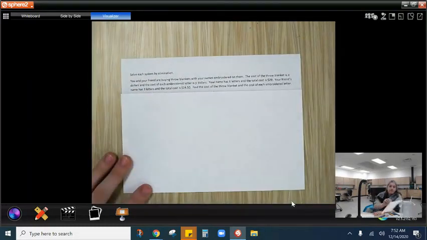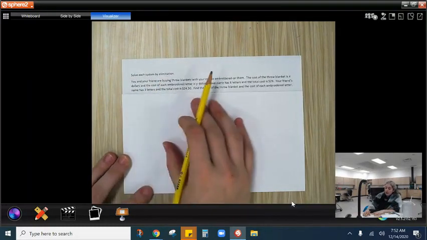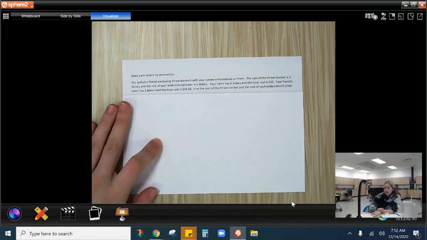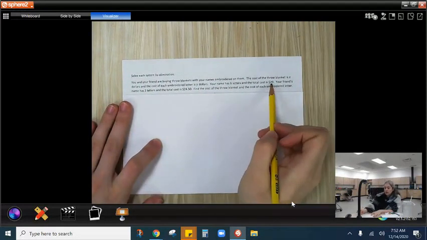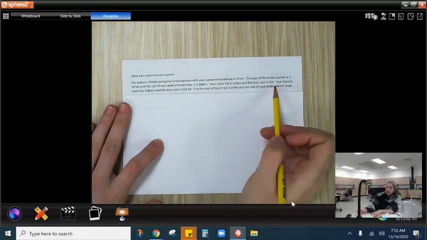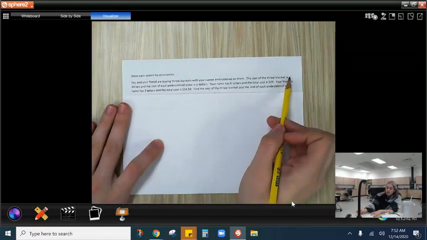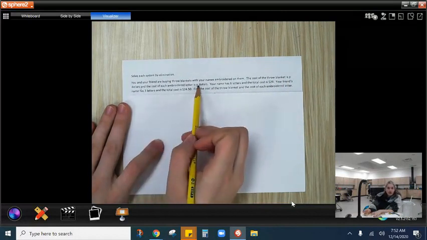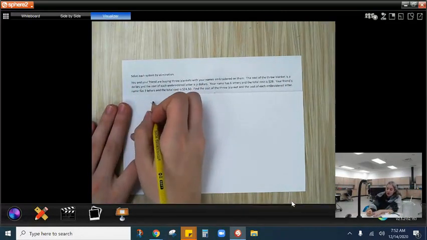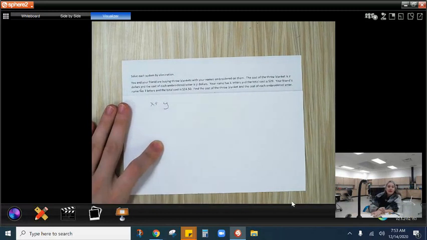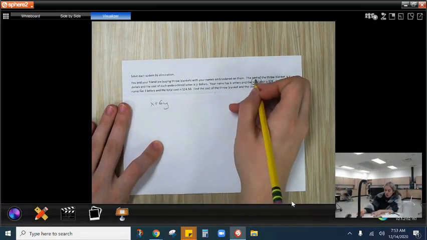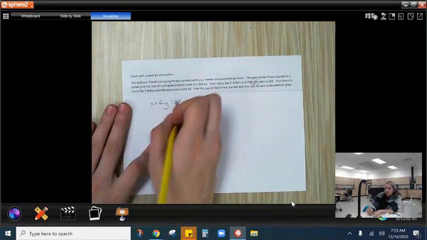The other word problem. You and your friend are buying throw blankets with your names embroidered on them. The cost of the throw blankets is X, and the cost of the embroidered letters is $Y. All right, your name has 6 letters, and the total cost is 29. Now that includes the blanket and the embroidered letters. All right, so at a minimum, you're going to have an X and Y, but how many letters did you have? You had 6. And it was a total cost, so then it equaled 29.